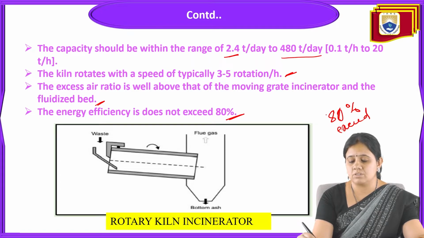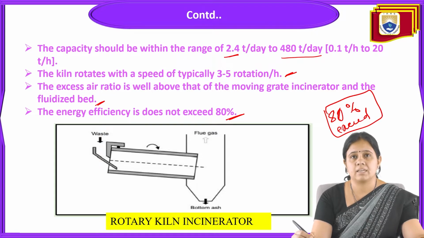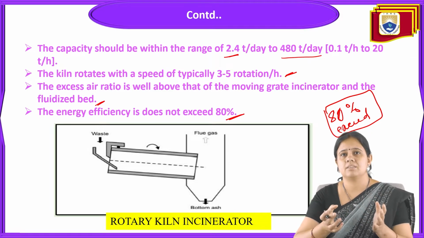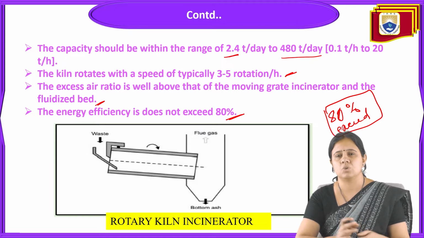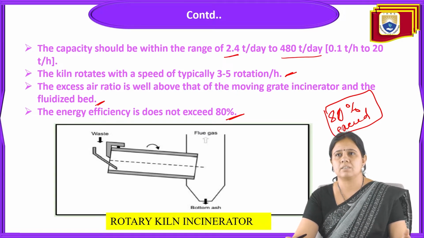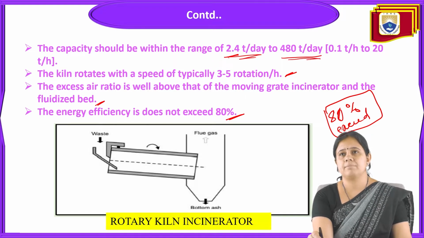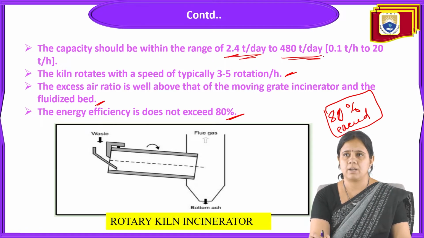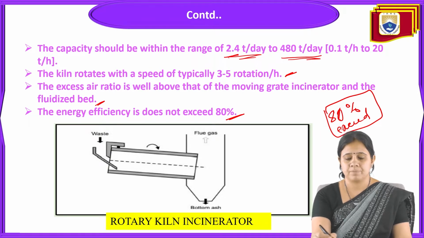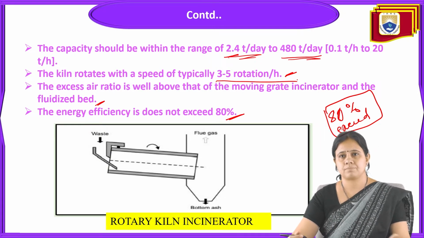The energy efficiency will not exceed 80%, and the kiln rotates with a speed of typically 3 to 5 rotations per hour. The excess air ratio is well above that of the moving grate incinerator and the fluidized bed. The capacity should be in the range of 2.4 tons per day to 480 tons per day, that is 0.1 tons per hour to 20 tons per hour.